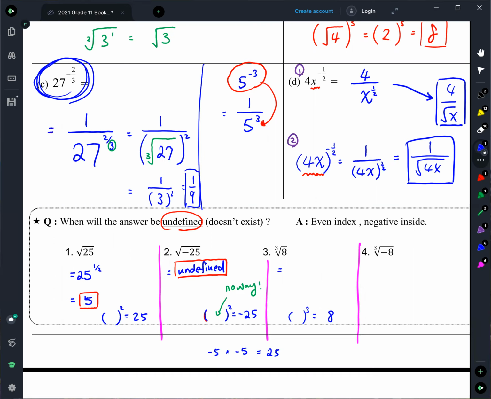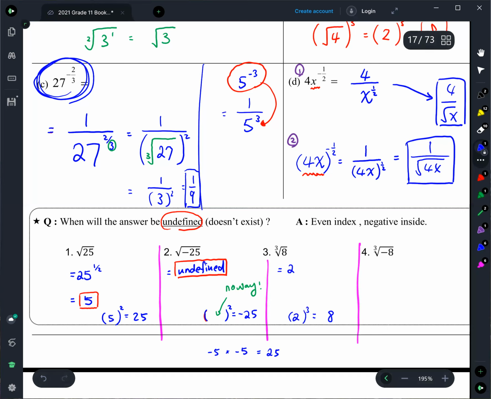Do you think there's a number that could work, Henry? 2. 2, okay, 2 times 2 times 2. 2 times 2 is 4. 4 times 2 is 8, right? So 2 can work. Okay, so the answer will be 2.